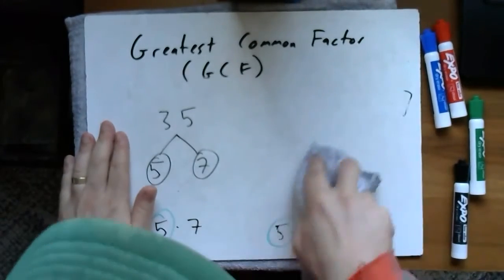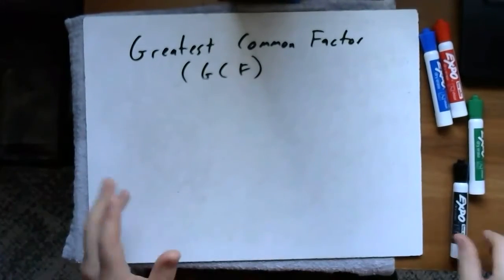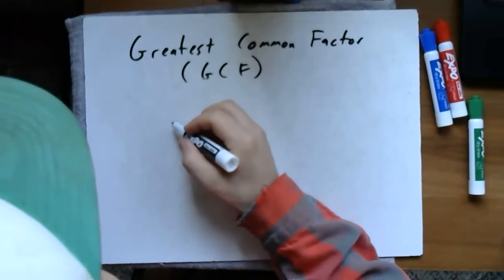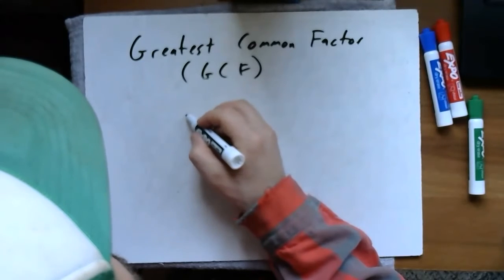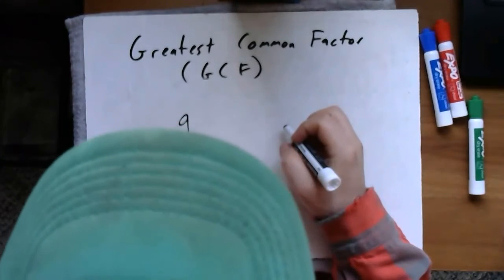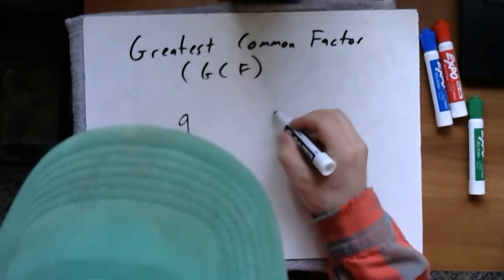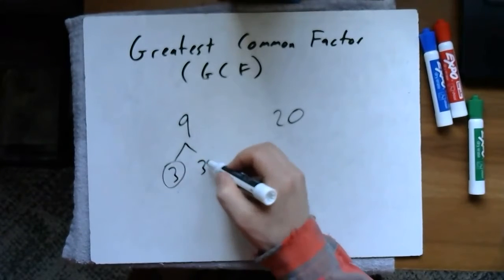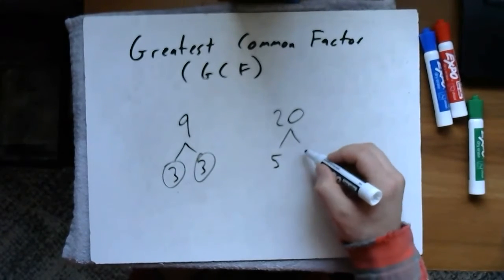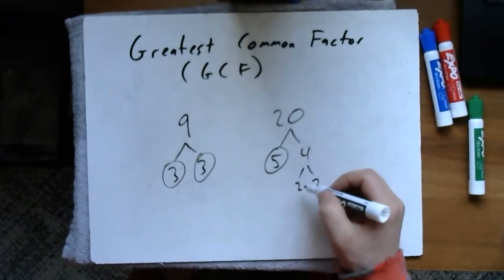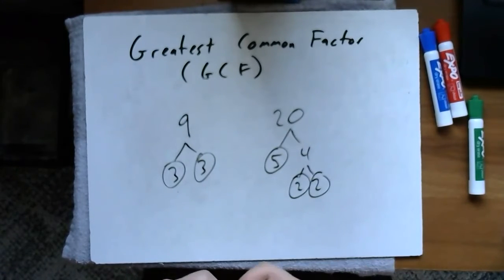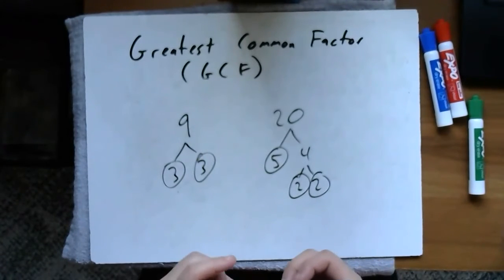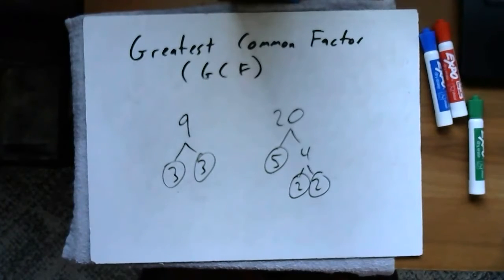Now, for some of the homework, you might see some kind of trick problems. You know, there might be something like this. You could have 9 and 20. Well, factors of 9 are 3 and 3. Factors of 20, we already did this. 5 and 4, 2 and 2. Okay, so those are the end of the line there. So notice there's nothing over here that matches up with anything over there. Right? There's no shared factors.